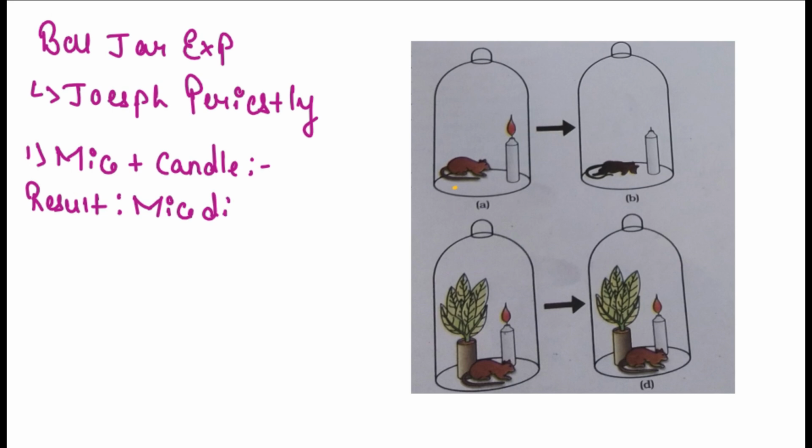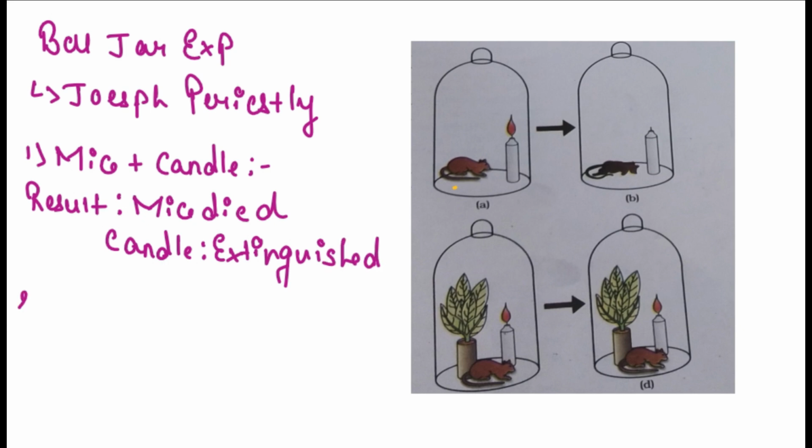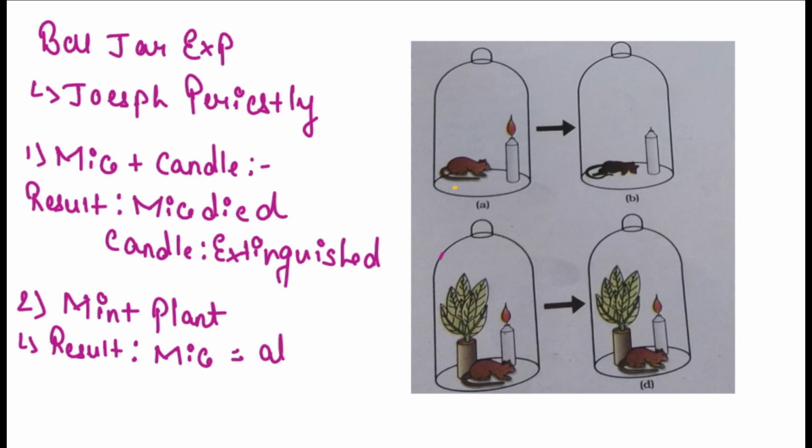Now the result in the very first case was that the mice died and the candle was extinguished. The second time he took a mint plant and covered it with the bell jar. The result he obtained was that the mice remained alive and the candle remained burning. So, this was his conclusion.